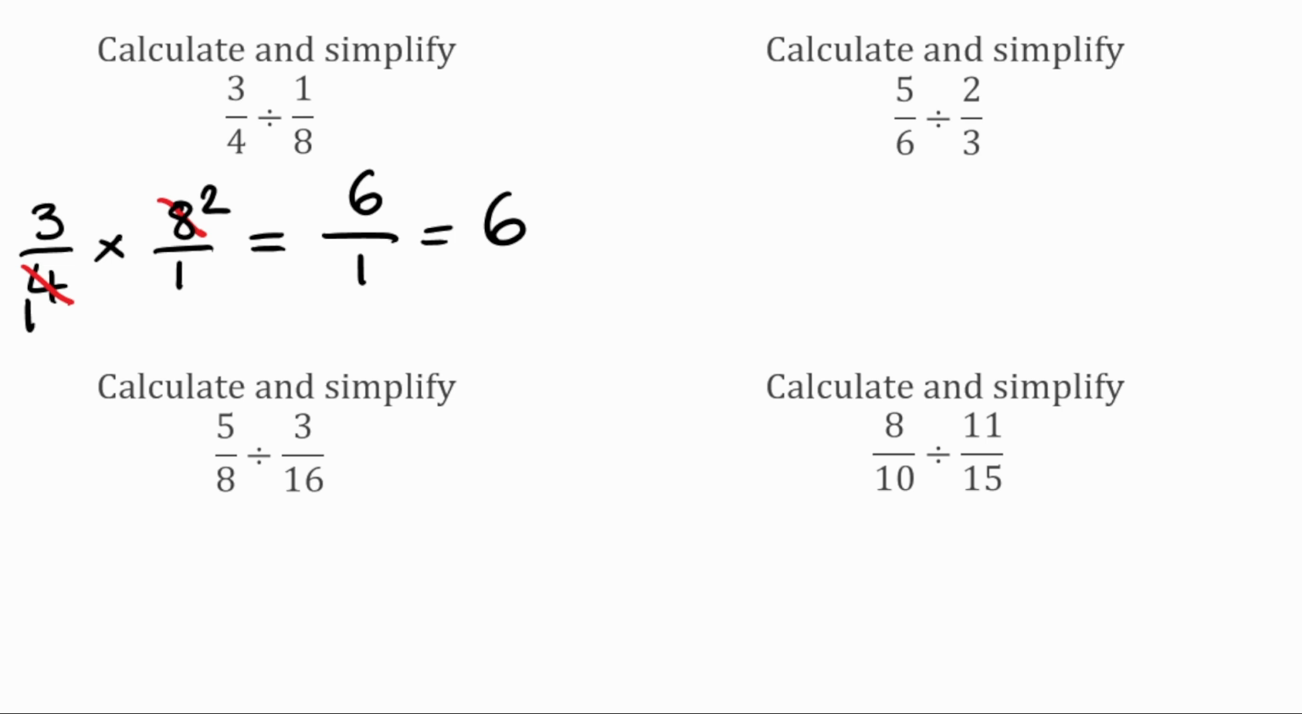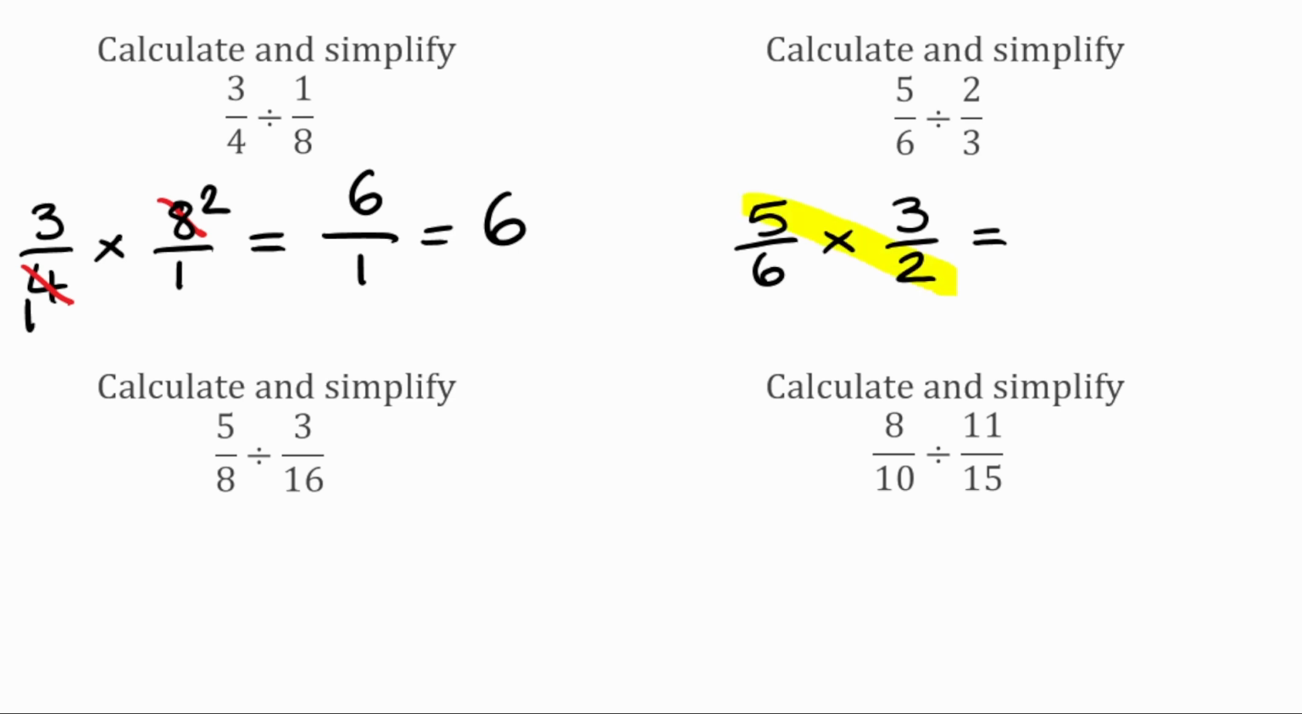For this next example, we've got 5 over 6 divided by 2 over 3. So we're going to keep our 5 over 6. We're going to flip our 2 over 3, so it becomes 3 over 2. We then change our divide to a multiply. So again, before we multiply them through, we want to see if we can simplify them. So we can't simplify the individual fractions, so then we want to see if we can cross cancel.